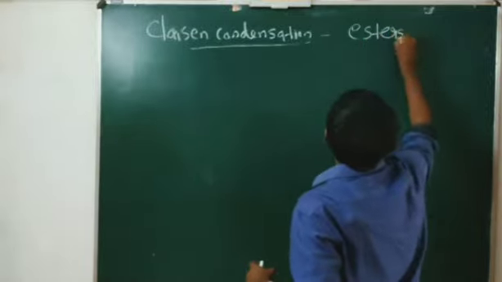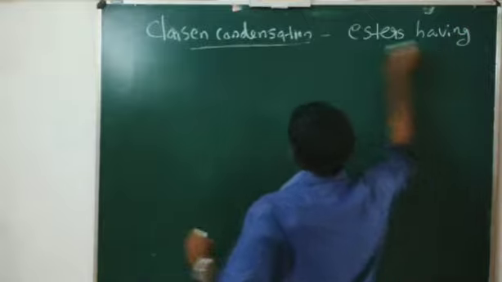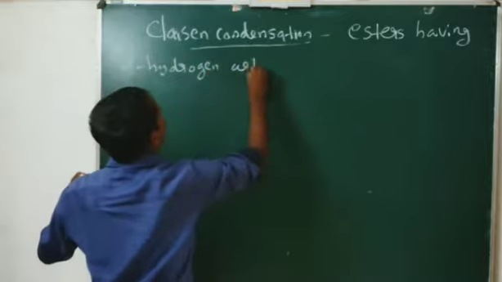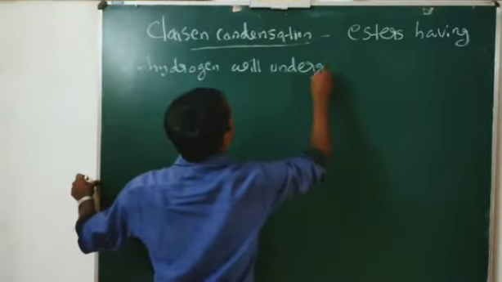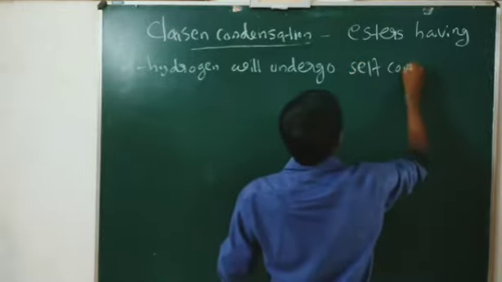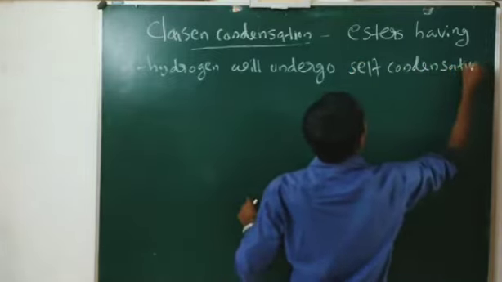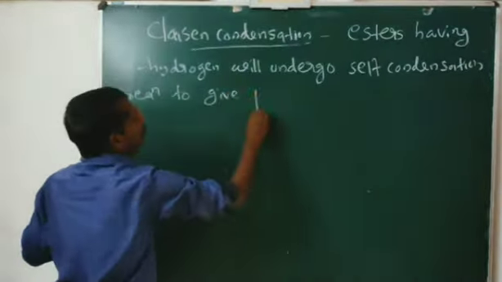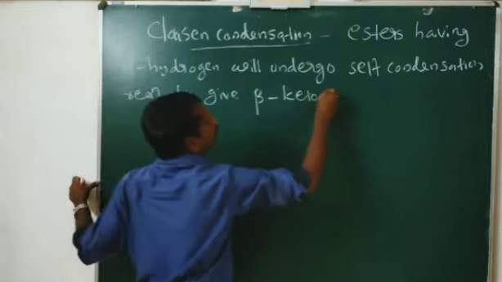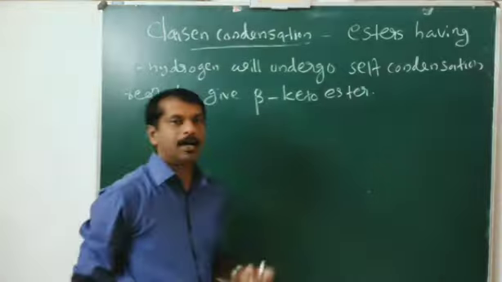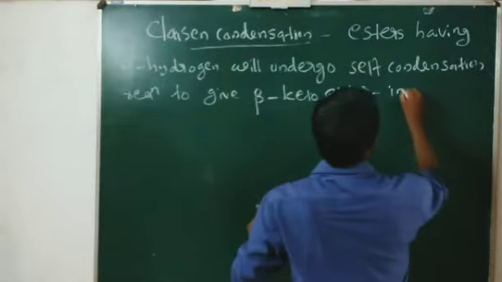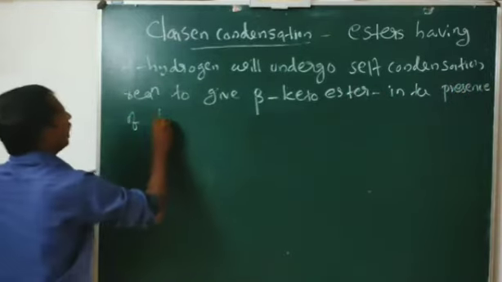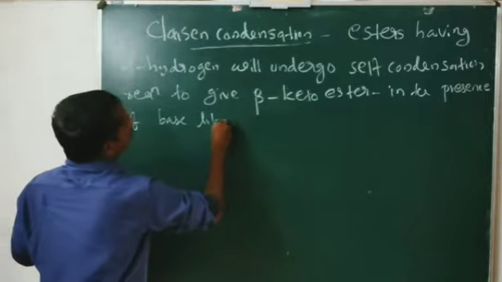Esters having alpha hydrogen will undergo self-condensation reaction to give beta keto ester. This reaction is known as Claisen condensation, usually in the presence of base like sodium alkoxide.